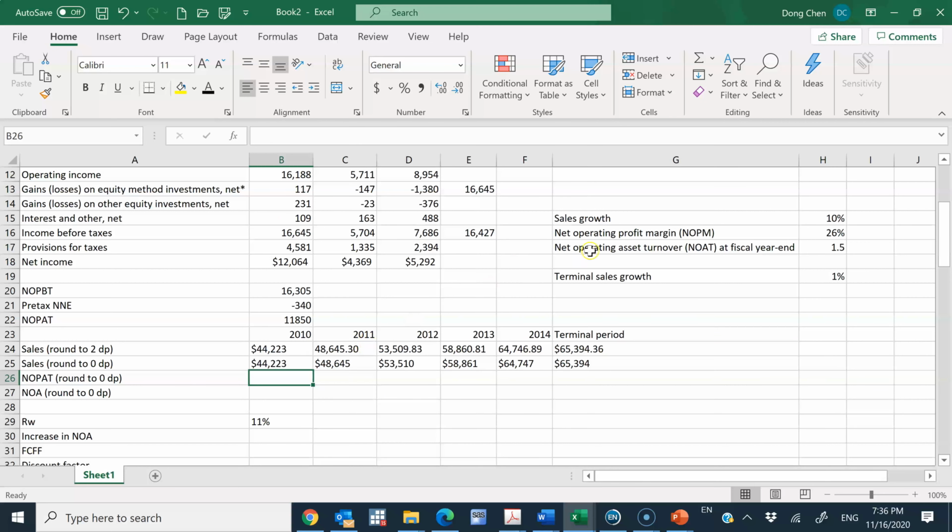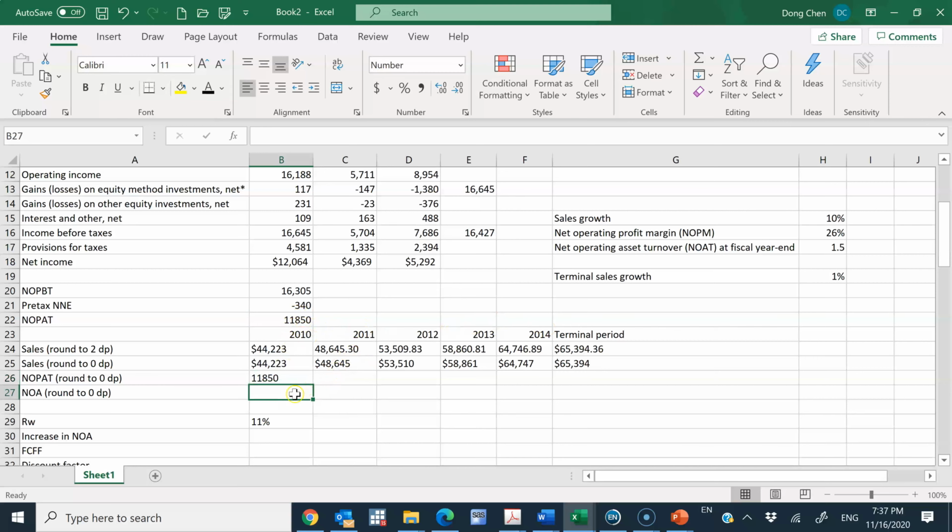NOPAT, so we are given the NOPM, net operating profit margin. We know that net operating profit margin is defined to be NOPAT divided by sales. So given the sales and given the NOPM, we can get the NOPAT for each year by simply multiplying the sales by this net operating profit margin. But for the current year, NOPAT is automatically already calculated. We just use what we have here.